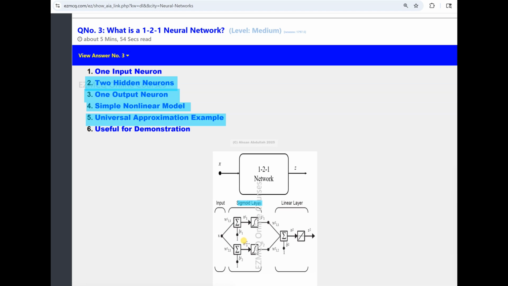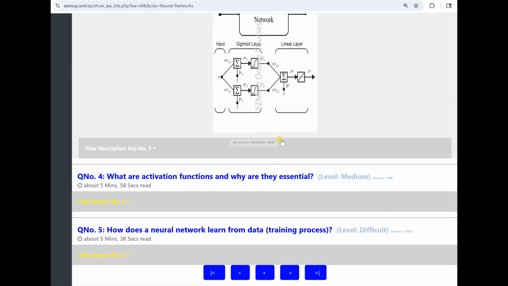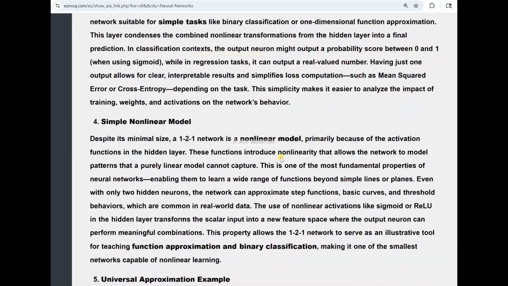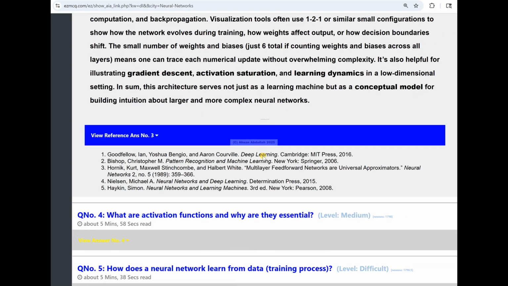And of course, due to its simplicity and very few parameters, this is ideal for teaching and demonstrating how neural networks work. It helps learners, like students, understand forward propagation, backward propagation, and non-linear modeling, without the complexity of deeper or wider architectures. So as before, the details are here. You can read the details, and then you can, of course, look at the references also. Enough references.